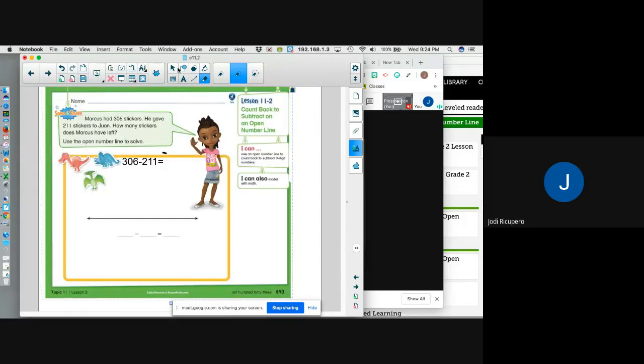Marcus had 306 stickers. He gave 211 stickers to Juan. How many stickers does Marcus have left? Use the open number line to solve the problem. So we have 306 that Marcus started with, and he gave 211 stickers away. So we know we need to subtract. Use the open number line to subtract. Please pause your video and turn it back on when you finish trying to complete it.